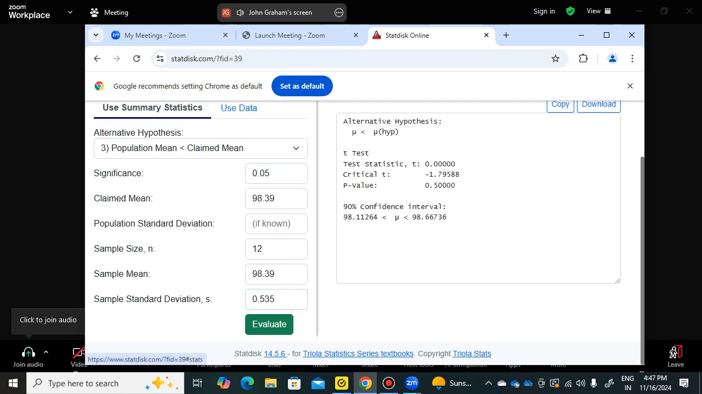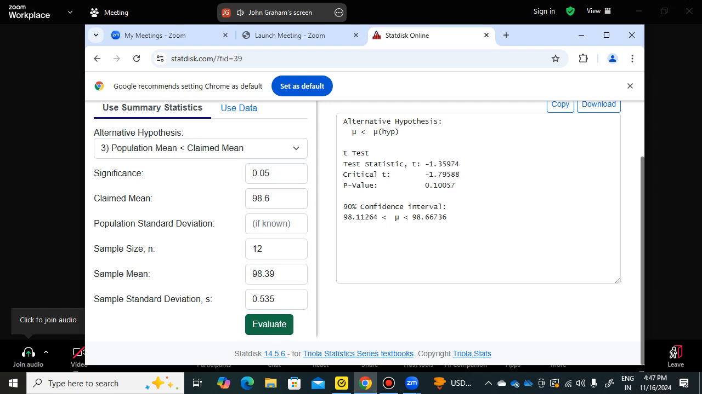Sorry, my mouse is acting up here. We get a test statistic that is equal to roughly 0. You know what? I know why. Claim mean, that value was not 98.39, that's the sample. It's 98.6. I didn't think that was going to be the case. Alright, the claim mean is that it's 98.6.